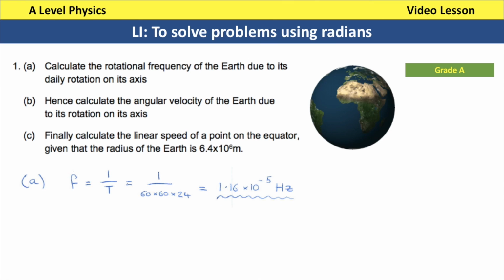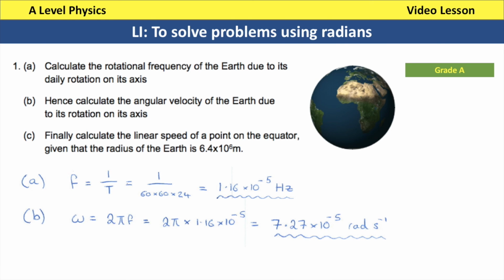Hertz. We then work out the angular velocity of the Earth due to its rotation using omega equals 2 pi over T, or you can do omega equals 2 pi f if you prefer. Doing the 2 pi over T method, you would do 2 pi divided by 60 times 60 times 24, which gives 7.27 times 10 to the minus 5 radians per second. The working out that I've put on the board is 2 pi f, so we just multiply it by the frequency instead to get the same answer.